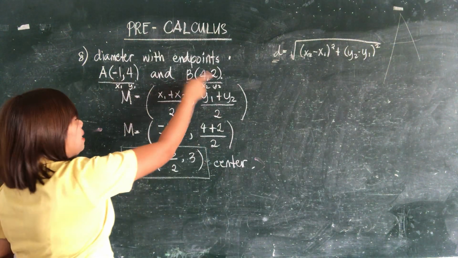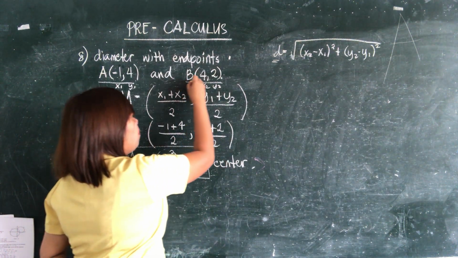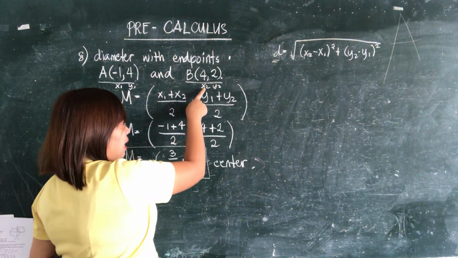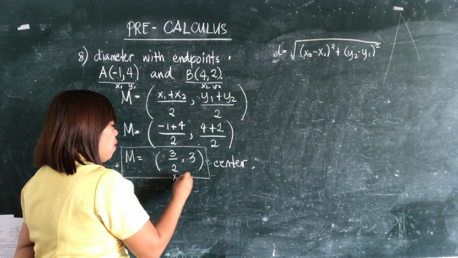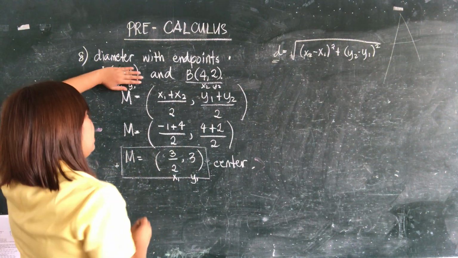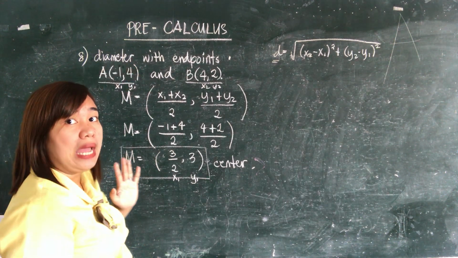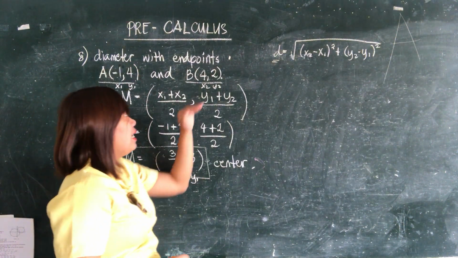Pwede rin naman ito. The same pa rin sila. So let's try to use point B. So since may label na ito na x sub 2, y sub 2, pwede na gawin natin ito x sub 1, y sub 1. So hindi na natin muna gagamitin yung A. Ito muna ang center at saka yung B.